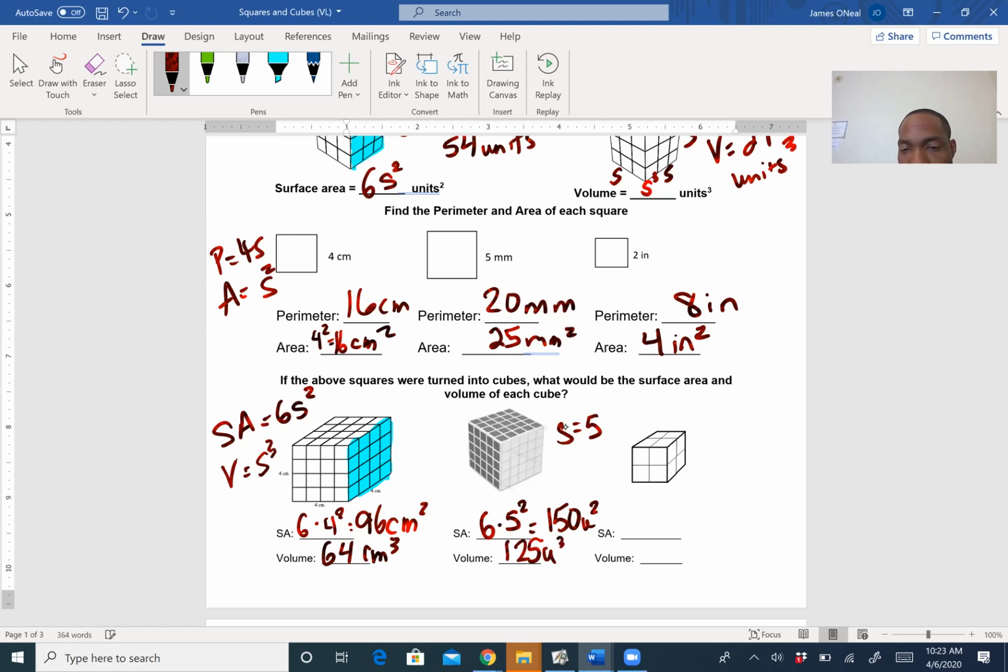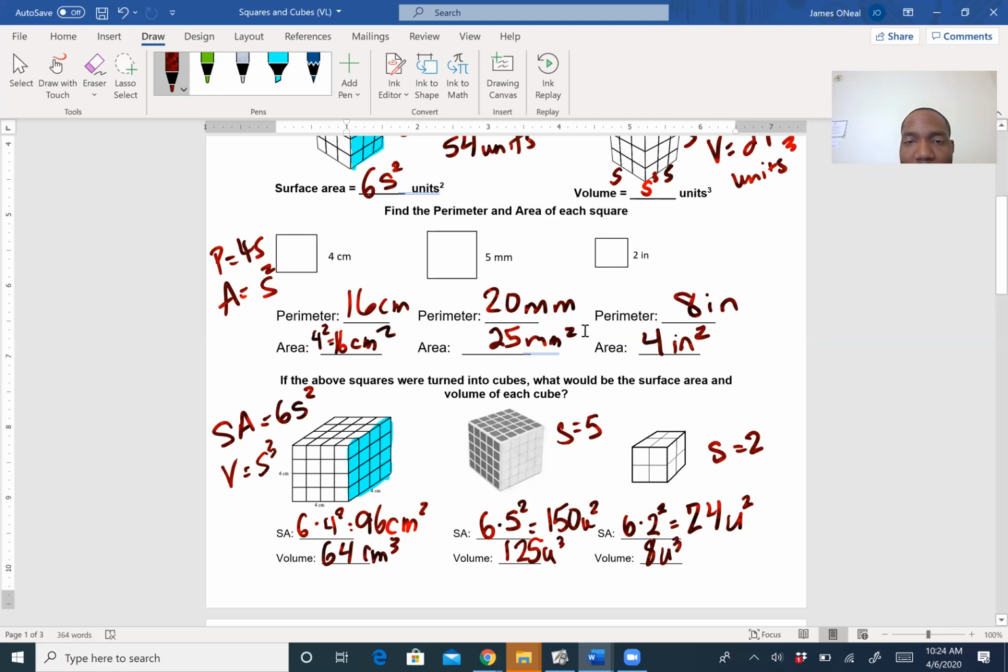Yes, you can put U for units. Surface area here, the side is what's important. The side is 2. So this is going to be 6 times 2 squared. 2 squared is 4. 6 times 4 is going to give me 24. Notice I'm not saying 6 times 2 and then squaring that because that's not order of operations. So 24 units squared. And now the volume is S cubed. So 2 cubed is 8. So 8 units cubed.